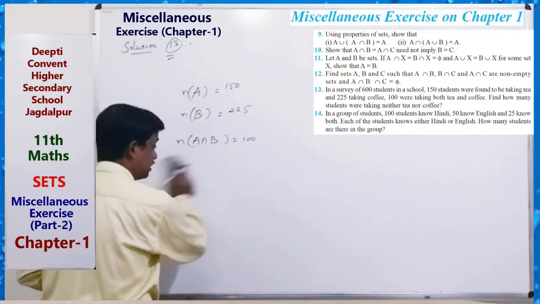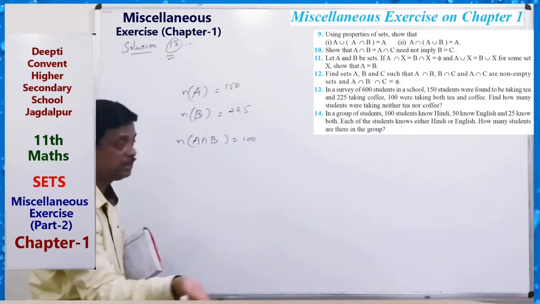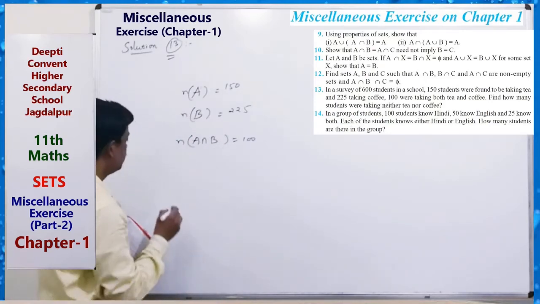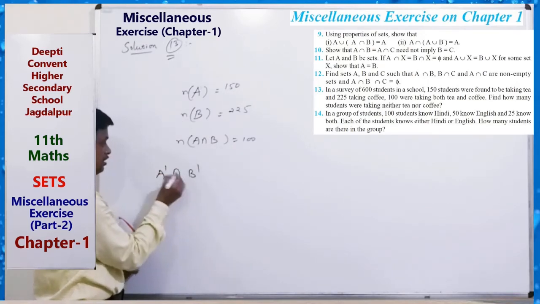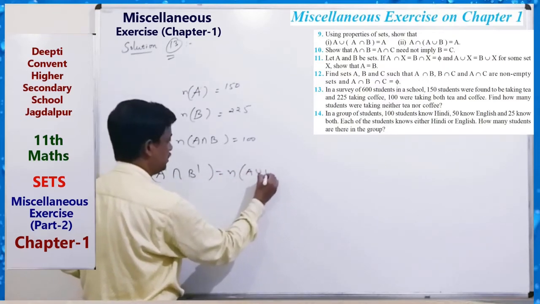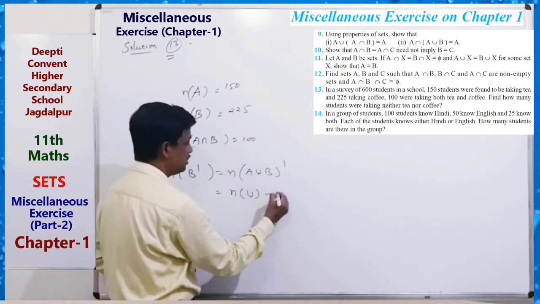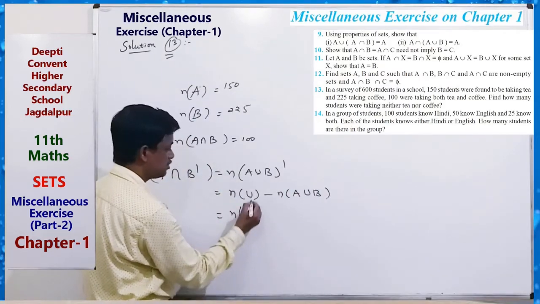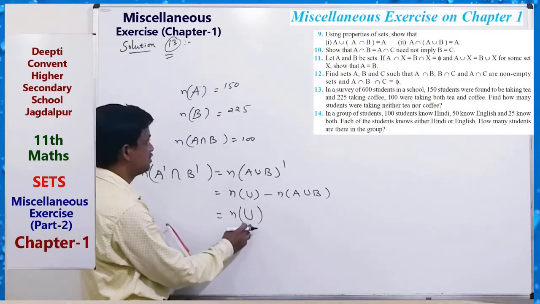Okay, so the main thing is understanding what will be the process. Here, A is for tea, B is for coffee, and A intersection B is for both. These are given. We have to find what? Neither A nor B, the number of this. This means neither, (A union B) dash. This means the number of elements in U minus the number of elements in A union B. And U means what? Total, the universal set, 600.